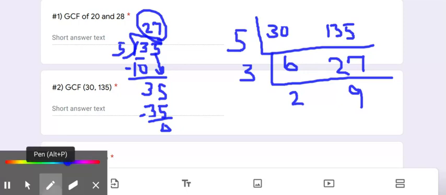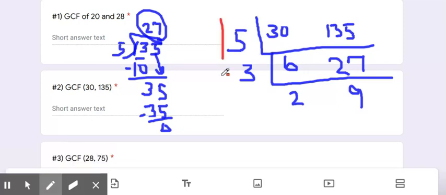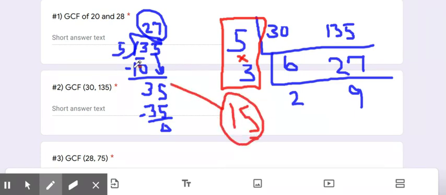So the final step right here would be to go straight down. These common factors, I would go straight down, make a box around them. I'm going to multiply those factors together. So what's 5 times 3? That would be 15, right? So 15 is the greatest common factor, the GCF of 30 and 135. So in this box, you're going to type in 15.